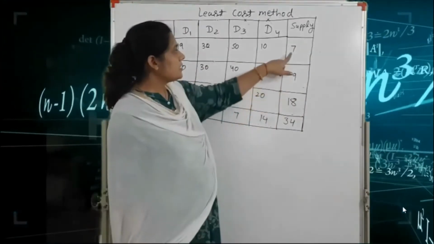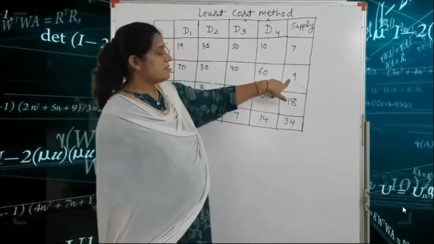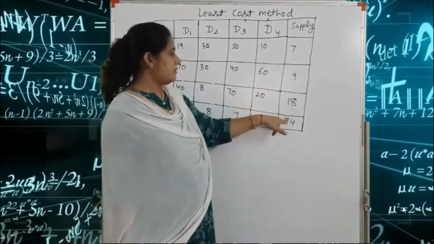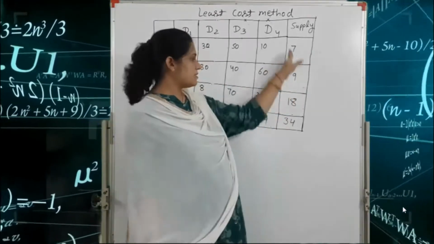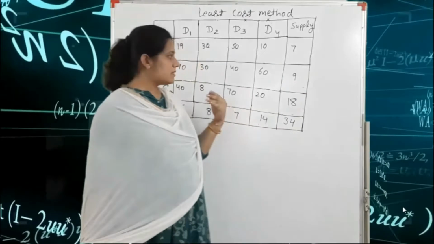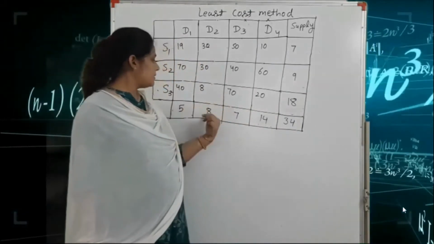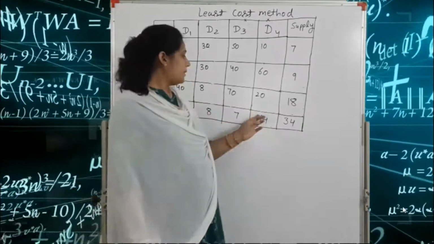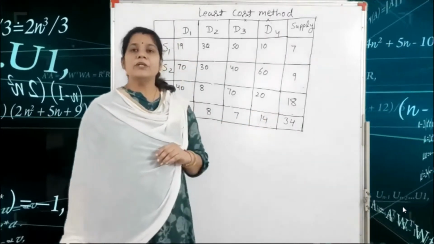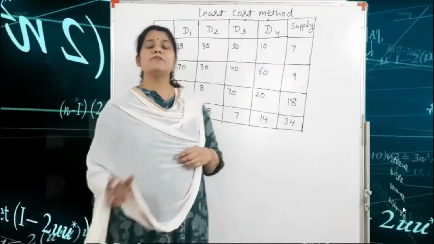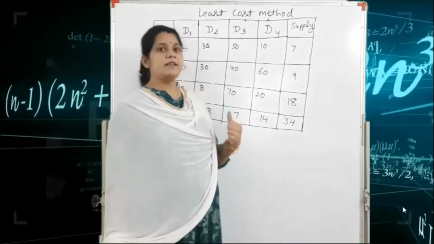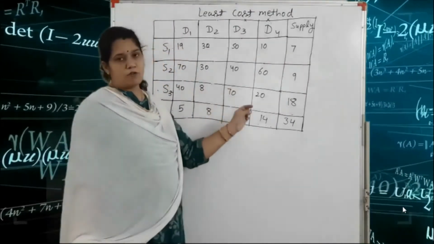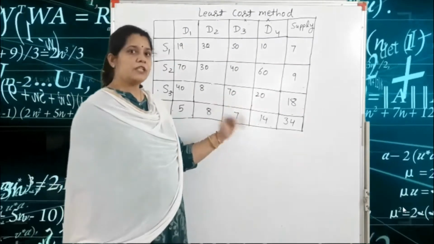Okay. So here 7 plus 9, 16 plus 18, that means 34. So here supply is 34. And what is the demand? Demand is 5 plus 8, 13 plus 7, 20 plus 14 is equal to 34. That means our first condition is satisfied. Here supply and demand are both equal to 34.